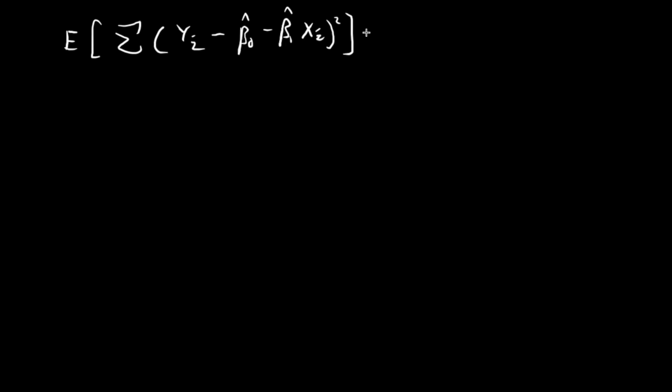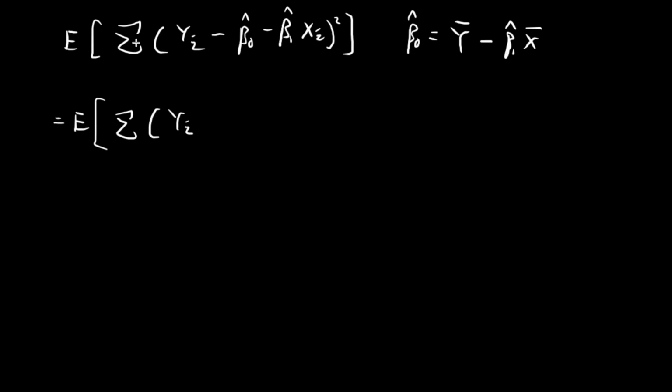So in order to simplify this, I'm going to express beta naught hat by its definition. Beta naught hat is equal to the sample mean of y minus beta 1 hat times the sample mean of x. So I'm just going to substitute this expression inside this bracket. I'm also going to drop the subscripts and the superscripts just to save myself some time. So you have minus beta naught hat, so that means you have a minus sample mean of y, and then plus beta 1 hat sample mean of x, and then minus beta 1 hat x_i, squared.